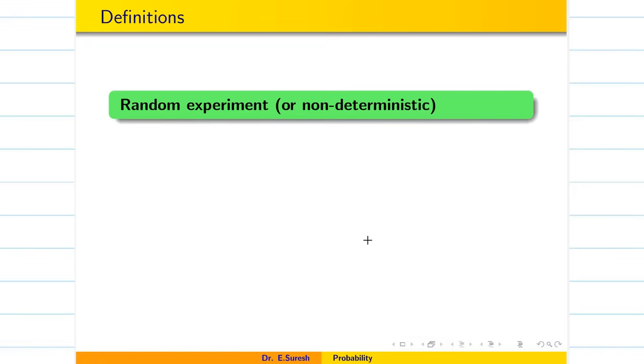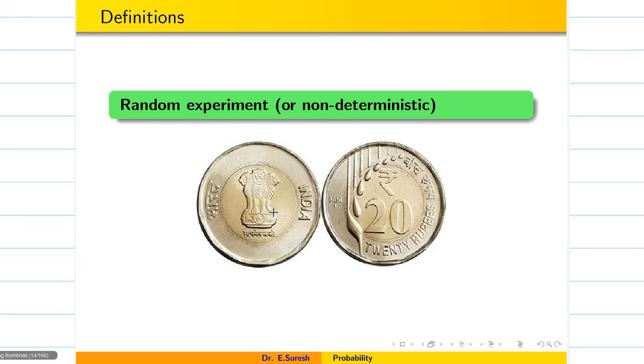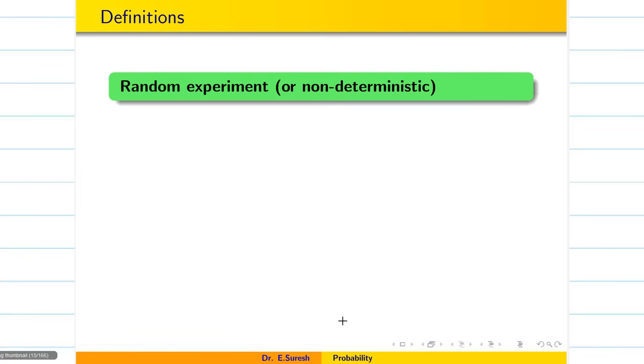Now let us go to the non-deterministic experiment. People sometimes call this a random experiment. What is meant by a random experiment? Suppose you take a coin and toss it, I know I will get either a head or a tail. But the problem is, I don't know what I will get. I know all the possible outcomes, but I don't know what I will get at the current moment.